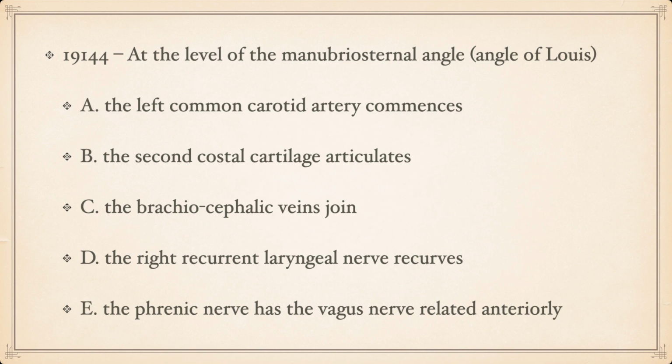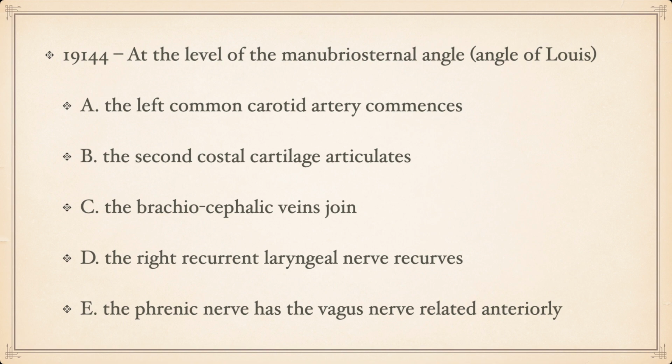Okay, so the answer is B. The second costal cartilage articulates, and we'll go through and say why. So the left common carotid artery commences, well, at the transverse thoracic plane, you have the lesser curvature of the aorta, so the left common carotid artery is above this.